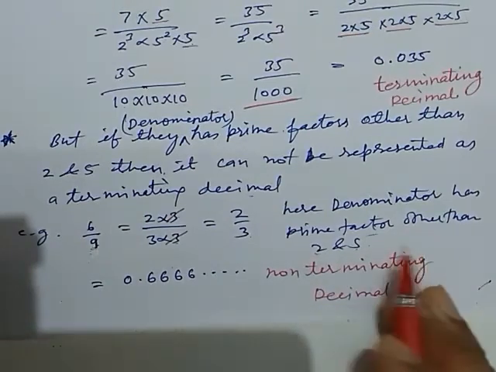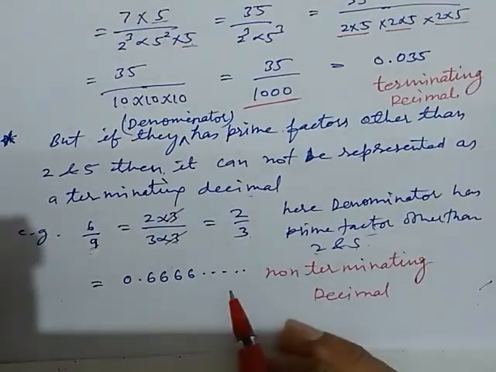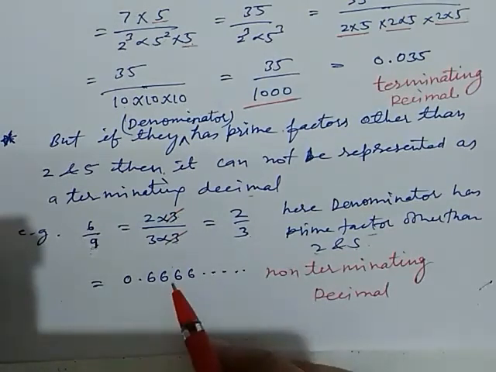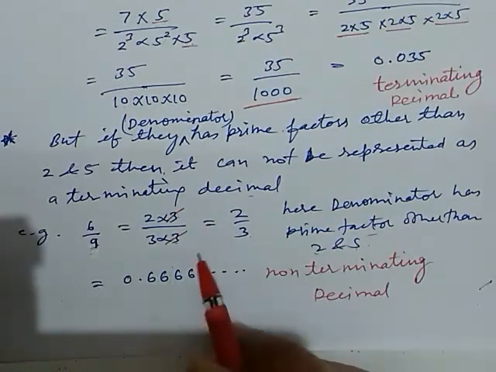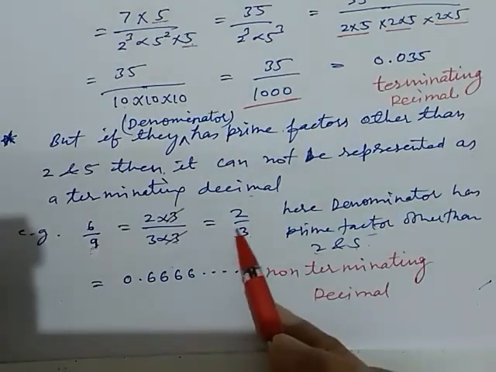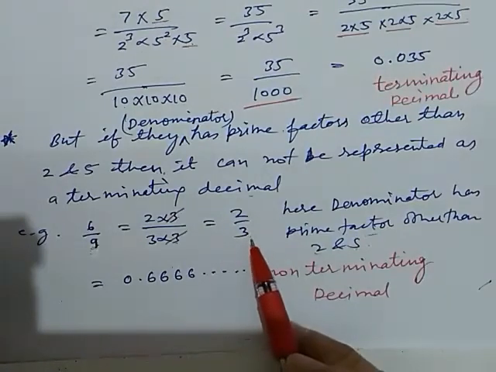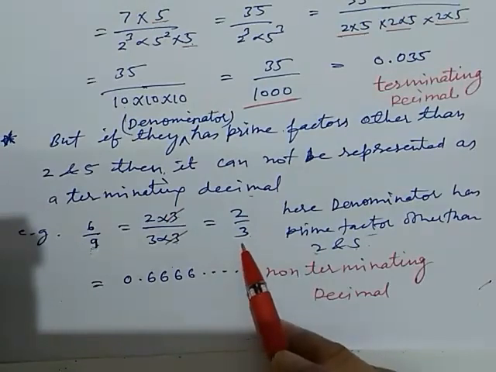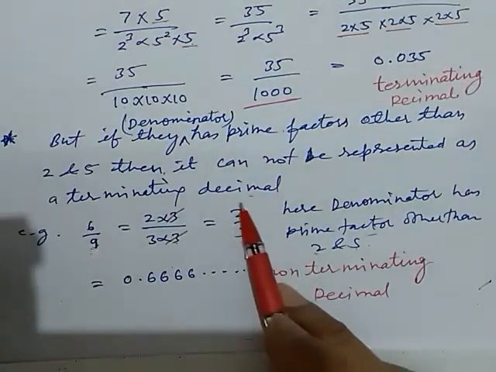Okay? So this way we can find our decimal numbers and check what type of decimal number it is, terminating or non-terminating. So if in the denominator there is a factor other than 2 and 5, then we can say that this is a non-terminating decimal. Okay?